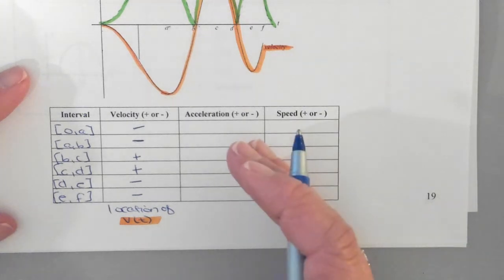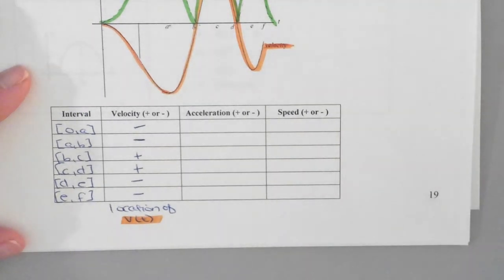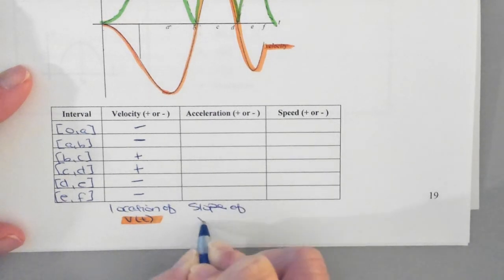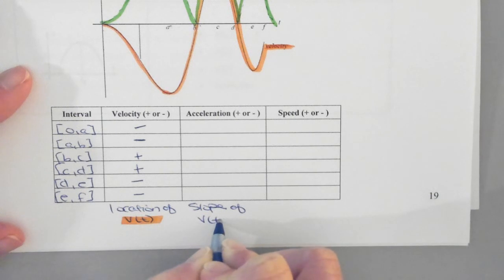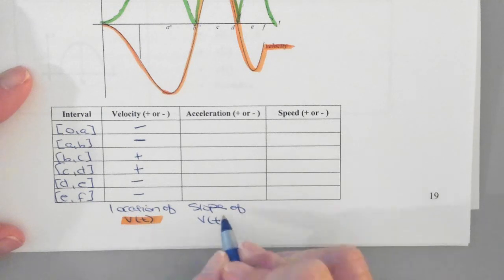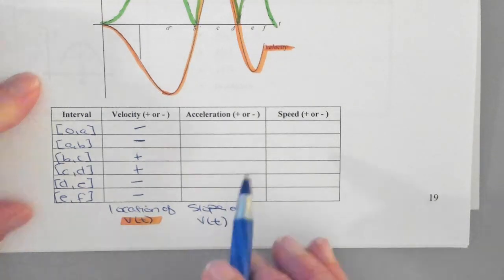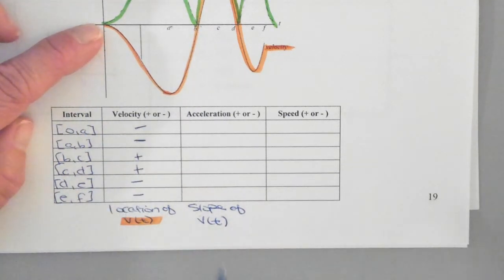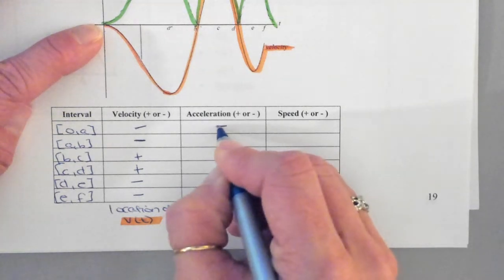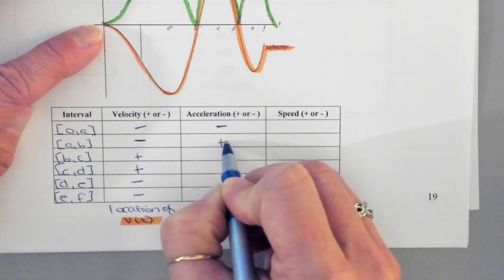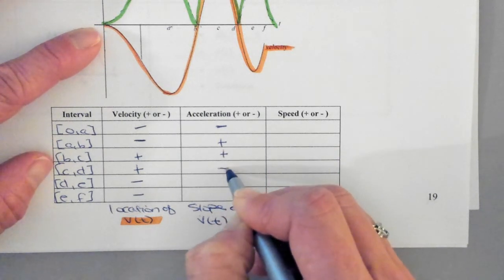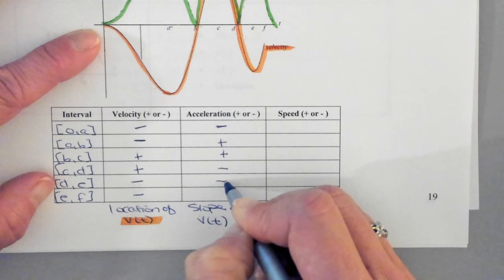Okay, slope, or it's the derivative, right? So what we're looking at is the slope of our v of t graph. True or false? Okay? So we're looking at the slope. So we're still looking at the orange graph, true? Okay. So from 0 to A, what's the slope? Negative. What's the slope from A to B? Positive. Okay, and then B to C, C to D, D to E, and then E to F.